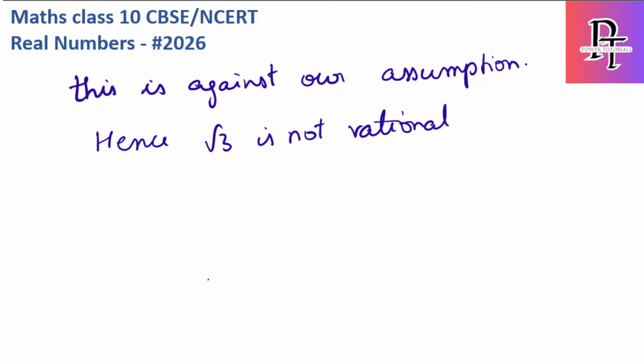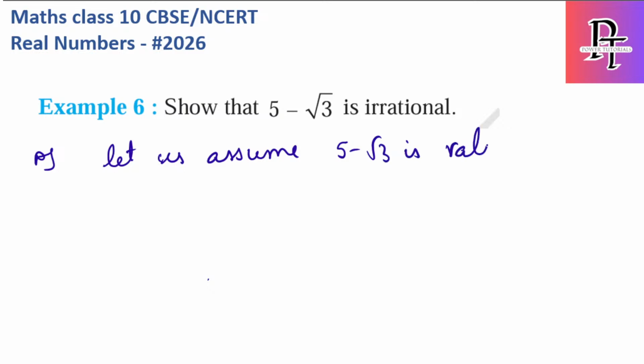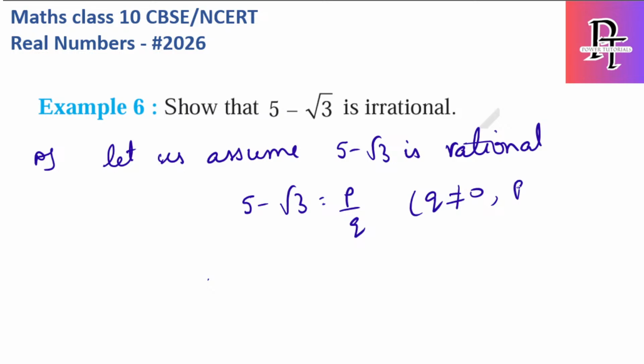Okay, let's see the next one. Prove 5 minus root 3 is irrational. So same method. Let us assume 5 minus root 3 is rational. If it is rational, how can I write? 5 minus root 3 is equal to p by q, where q not equal to 0, comma, p and q are coprimes.